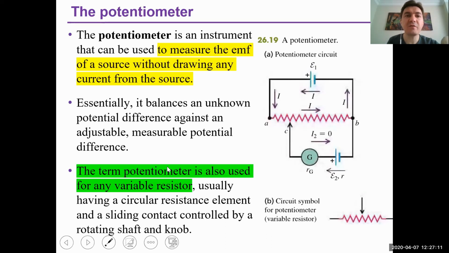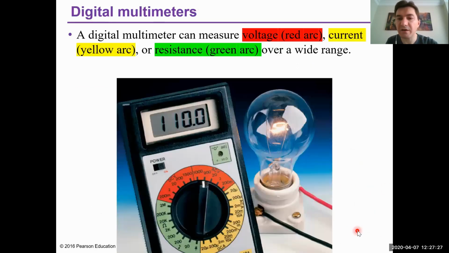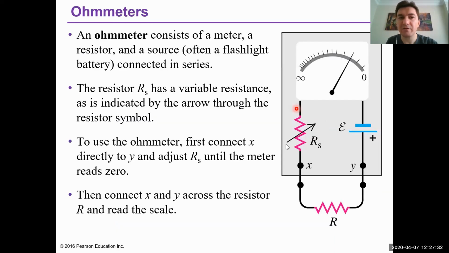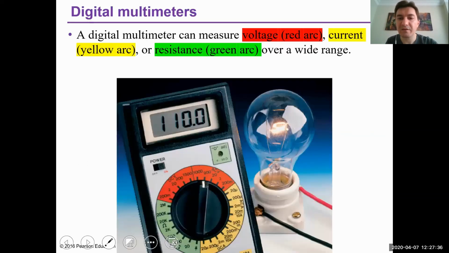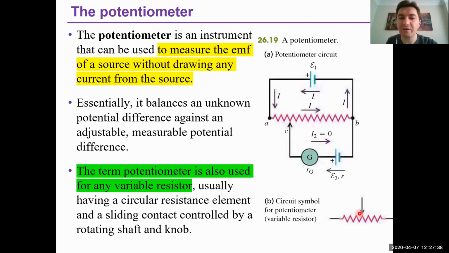So a potentiometer is an instrument that can be used to measure the EMF of a source without drawing any current from the source. The term potentiometer is also used for any variable resistor. Here we also have another variable resistor. It is shown by the arrow. This is the circuit symbol for a potentiometer, also called a variable resistor, this arrow.